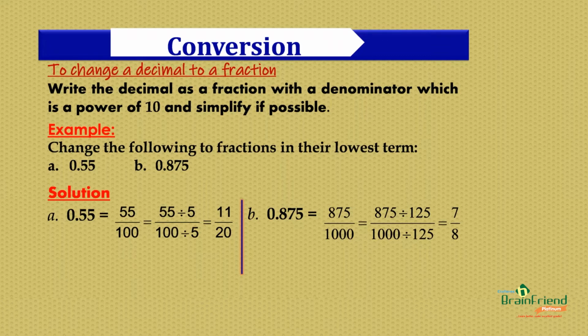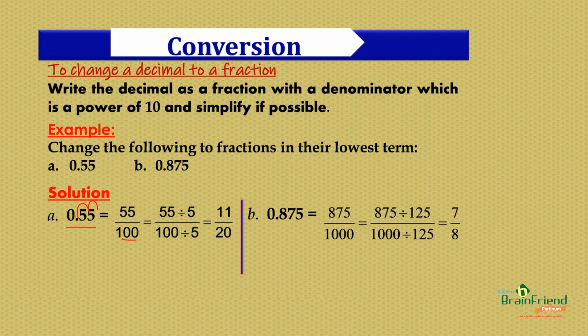Now 0.55, for us to write it as a fraction, we'll look at the number of places that our decimal will have to go. So we'll give it a denominator that has the same number of zeros, that is 100. So 55 over 100 is the same as 0.55.